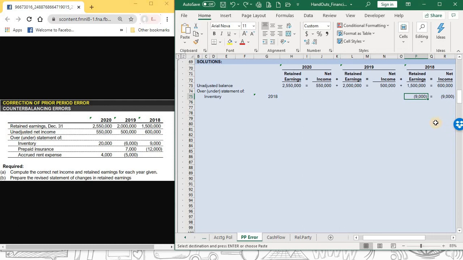So since this is a counterbalancing error, it will affect the succeeding years. And how will this affect the succeeding years? Since the inventory is the ending inventory in 2018, it will be the beginning inventory in 2019. The beginning inventory does not appear in the statement of financial position at the end of 2019 because it is the beginning inventory. The beginning inventory only appears in the computation of cost of goods sold in the income statement. So how will the beginning inventory affect the net income?